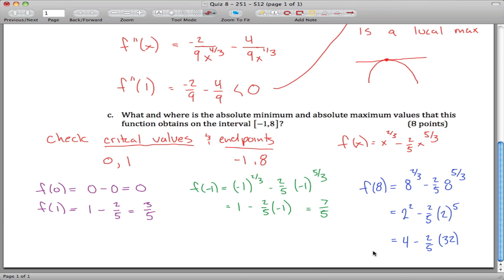4 minus 2/5 times 32, that is 64/5. We need a common denominator. 4 is 20/5, minus 64/5 is equal to -44/5. So now we've got to look at these 4 values and decide which is the least.